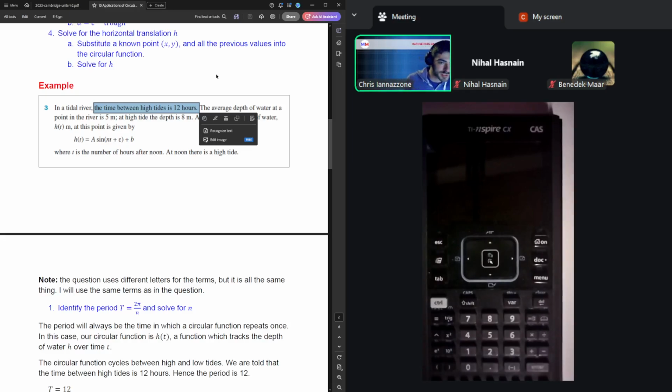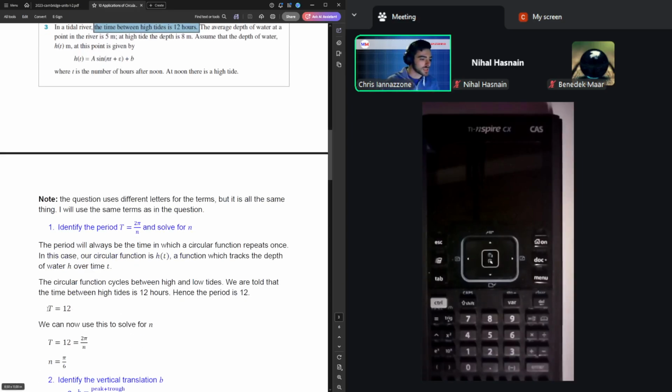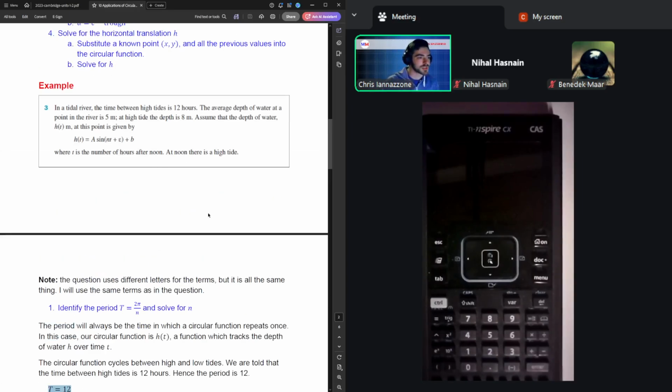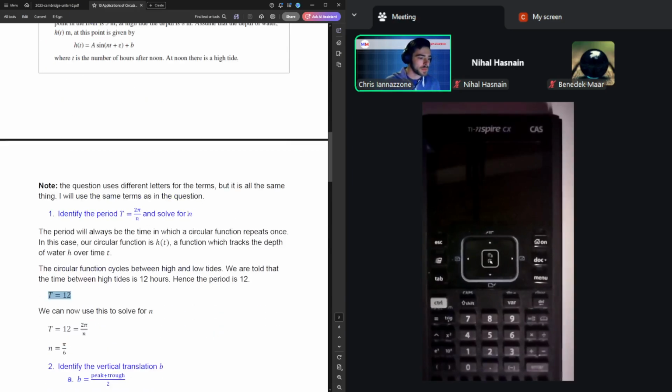That is by definition the period, because the period is simply just how long it takes for your circular function to repeat once. So if you think about tidal waves going between high tides and low tides, you don't necessarily want to find the time between high and low. You want to find the time between high, low, and then high, which is what this is, right? Time between individual high tides together. That's why that's going to be a period of 12 rather than a period of 6, for instance.